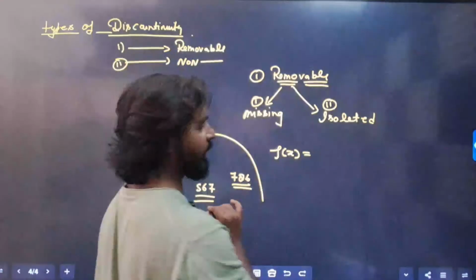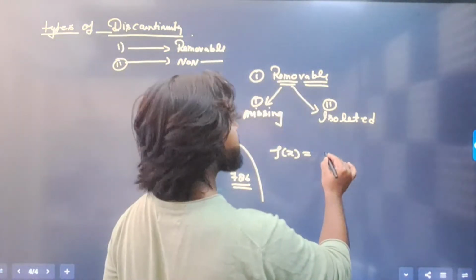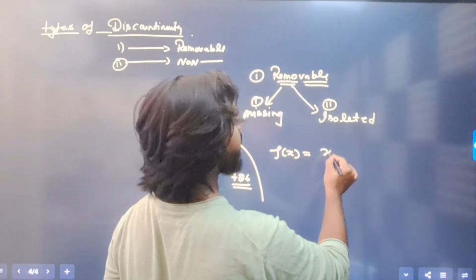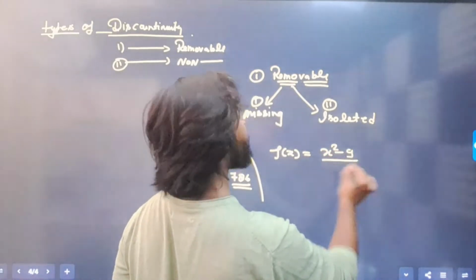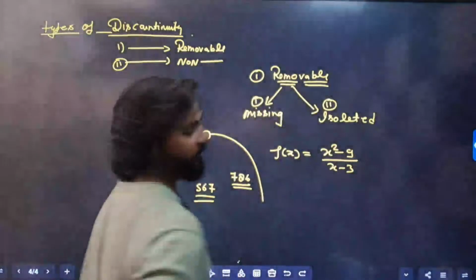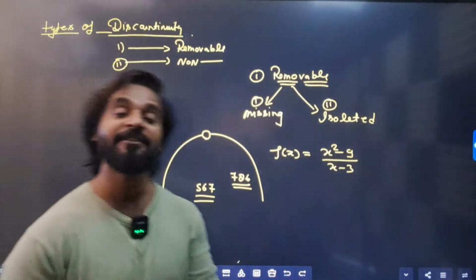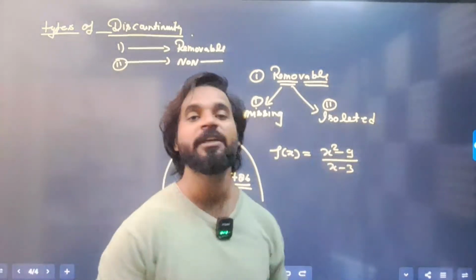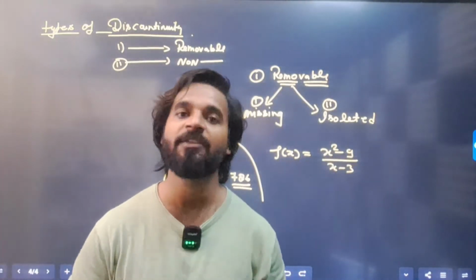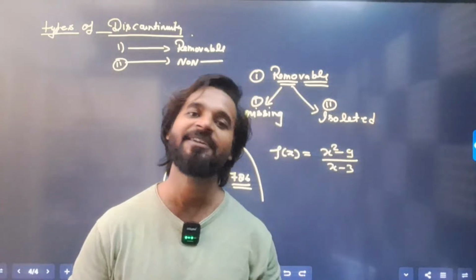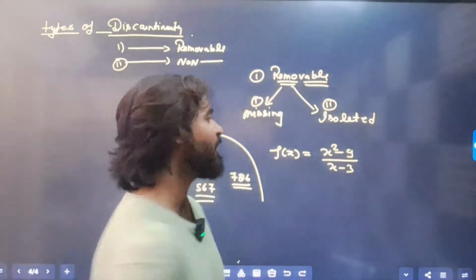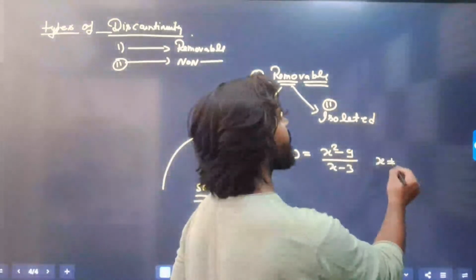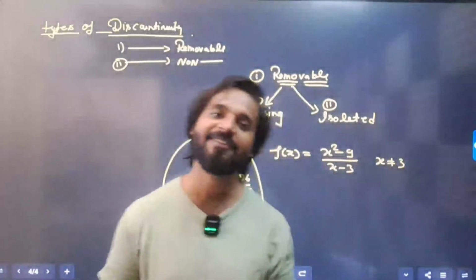f(x) is equal to x square minus 9 divided by x minus 3. It's just a missing point discontinuity. Why? Because if you choose 3, the function is discontinuous. It means you delete 3, you miss the 3.